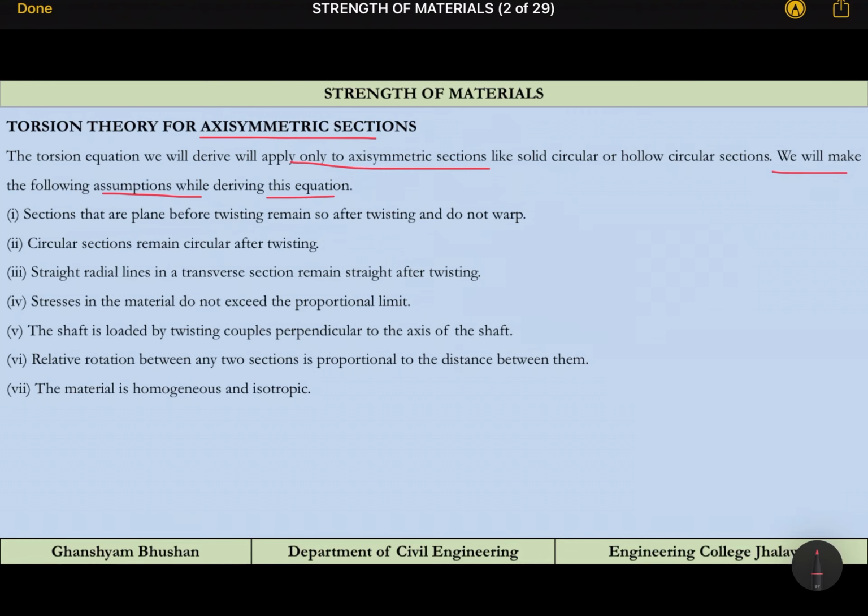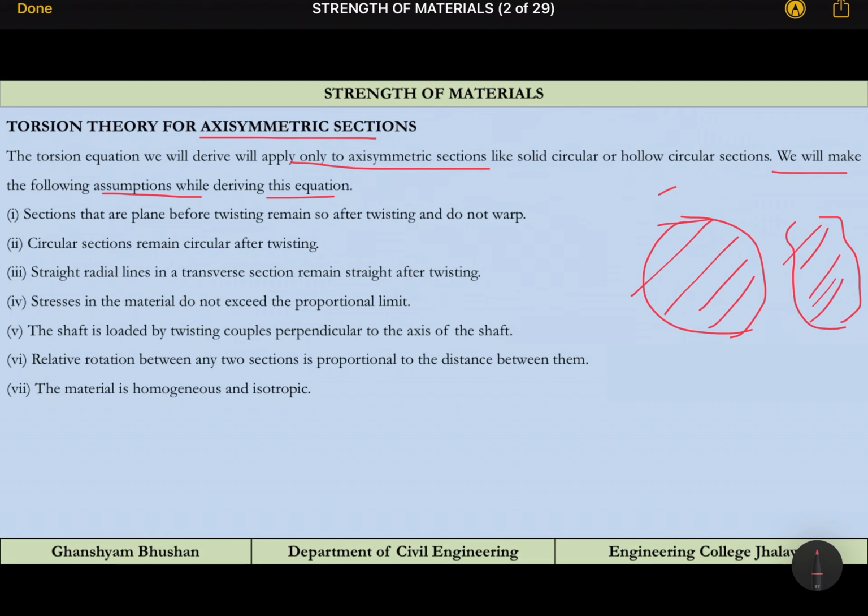So let us try to understand the assumptions. The sections that are plane before twisting remain plane after twisting and do not warp. That means if this is a cross section, it will remain plane; it is not going to warp like this, or take any other shape. The shape is going to be the same before and after twisting. You must understand this: a circular section remains circular after twisting. This is the case because there is no warping, so the cross section will remain as it is before and after twisting.